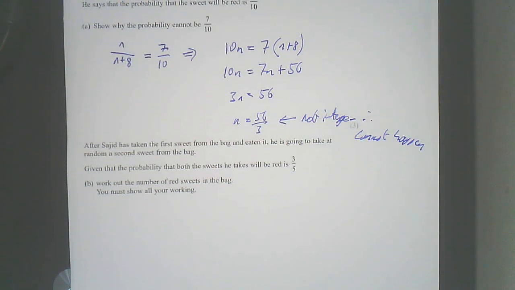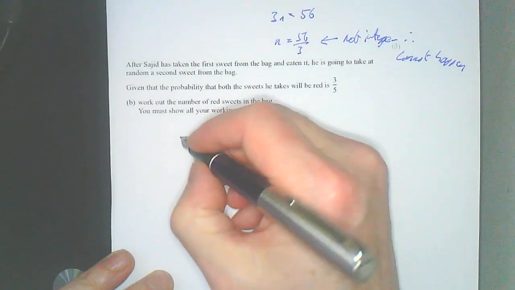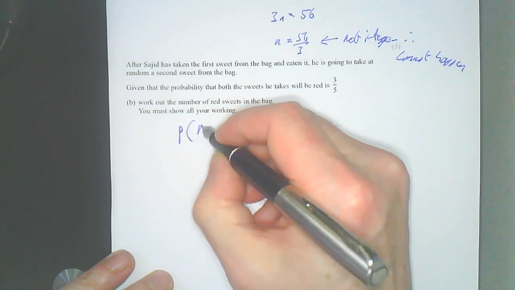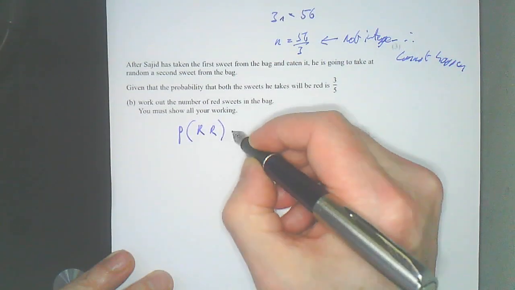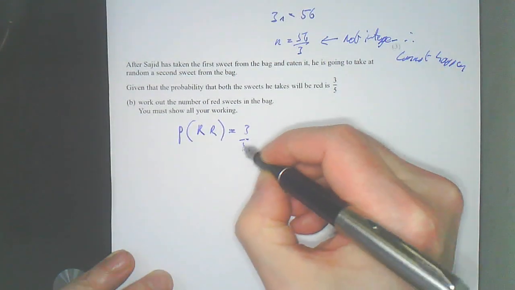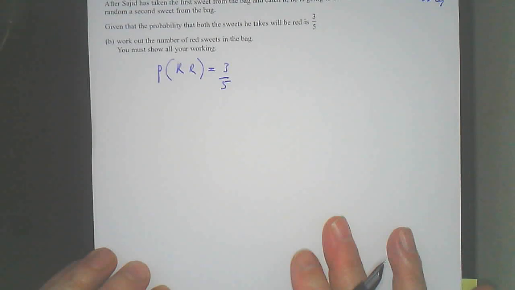So what happens next? After Shadit has taken the first sweet from the bag and eaten it, he's going to take at random a second sweet from the bag. Given the probability that both the sweets he takes will be red is 3/5, work out the number of red sweets. So this is going to be the probability that he takes a red and then takes a red. And we're given the information that is 3/5. So let's think it through.